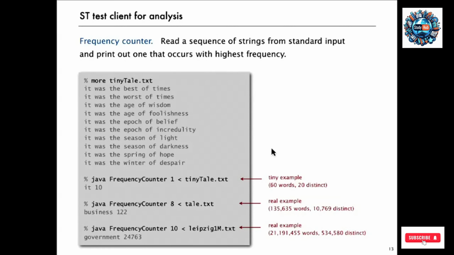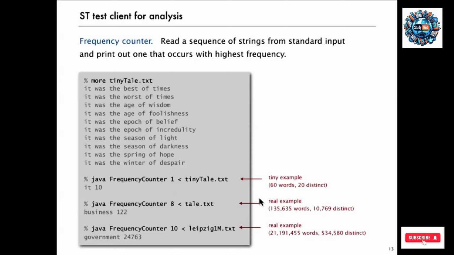For analysis, for bigger problems, we'll use a client called a frequency counter client. That one is going to read a sequence of strings from standard input and print out the one that occurs with highest frequency. So for this small data from the beginning of Dickens' Tale of Two Cities, if we run the frequency counter client, the first argument is just to ignore words of fewer than this many letters. It'll say that the most frequent word, where no word appears more frequently, appears 10 times.